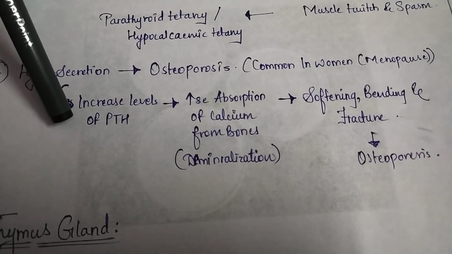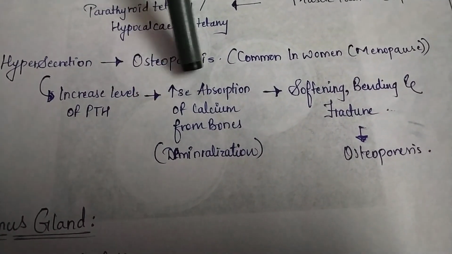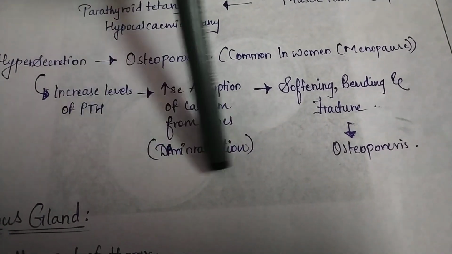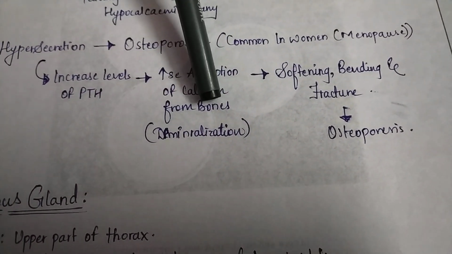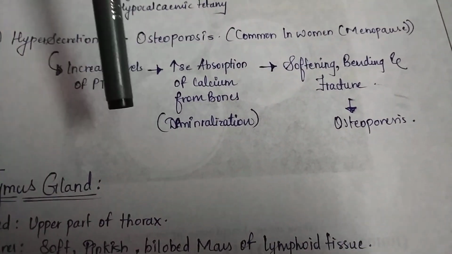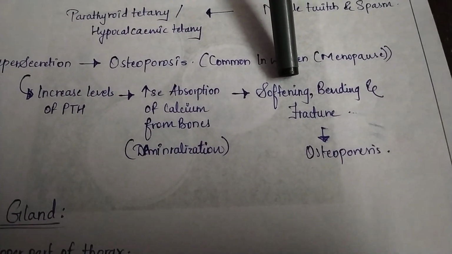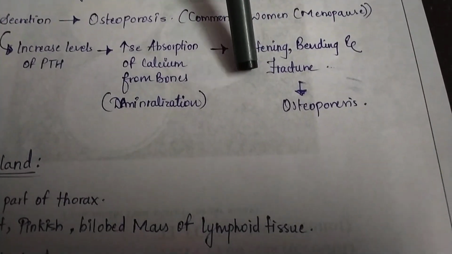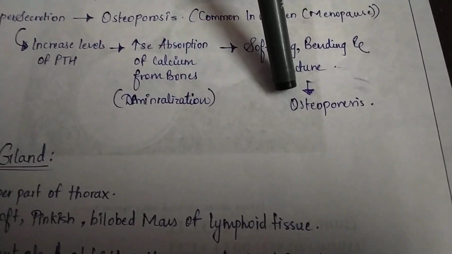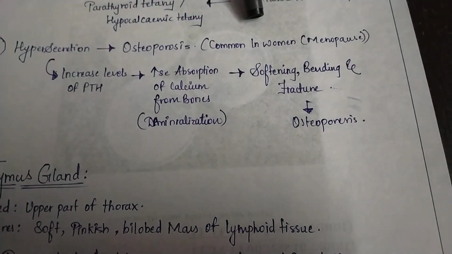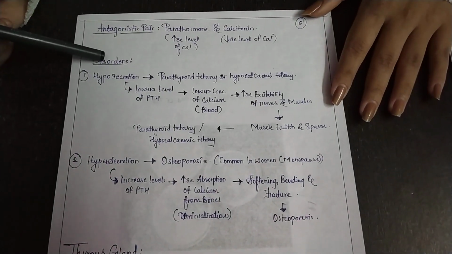Now due to this increased level, what is happening is increased absorption of the calcium from the bones is occurring. Due to the increased absorption, it is leading to demineralization. This particular condition, that is increased absorption of calcium from the bones, is known as demineralization. Due to this demineralization, all the bones are either getting soft, that is they are softening, bending, or it leads to fracture. And eventually this entire process leads to osteoporosis, which is commonly seen in the women who have reached menopause. So in this way, students, we are done with the disorders of your parathyroid gland.